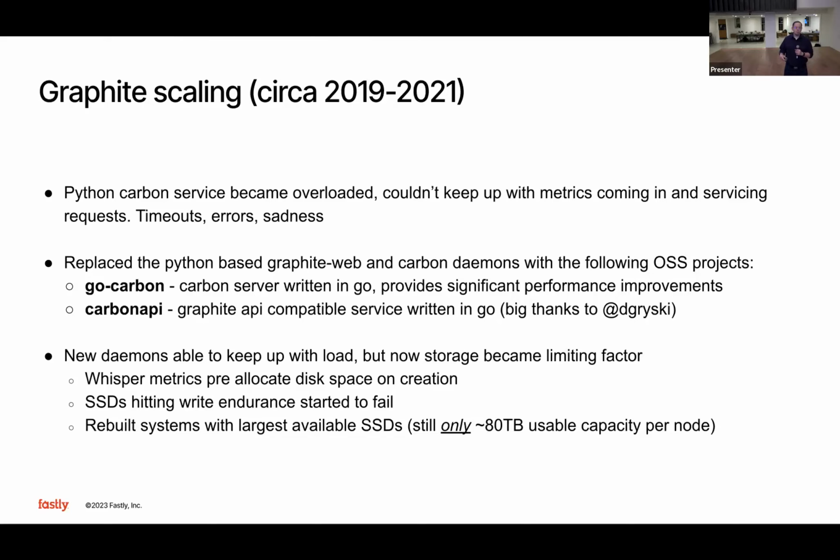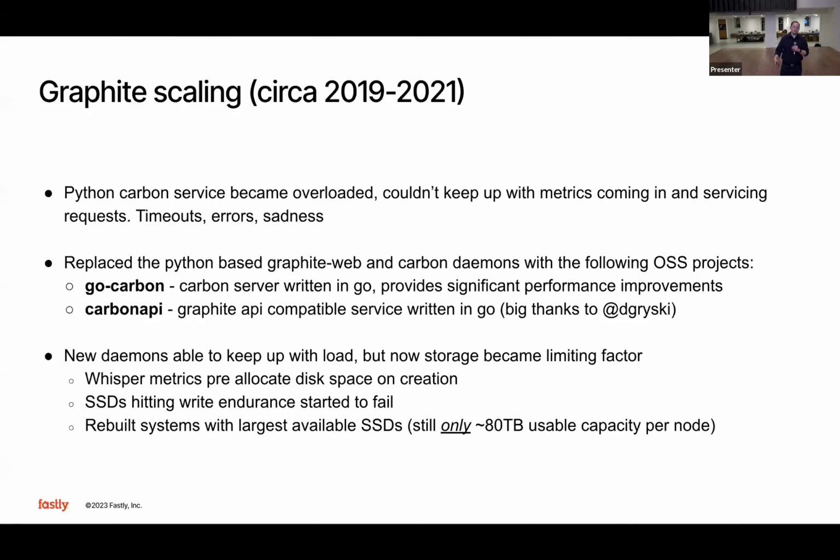So we looked at what is the state of the art in this space. At that time, there were a lot of rewrites that had been done in the Golang project. Go Carbon was a rewrite of the Carbon daemon into a Go service. Carbon API was a Golang-based Graphite API compatible service. And we had some contributors at Fastly that also helped make that happen. That was fantastic. We got away from some of the challenges with the legacy Python implementation.